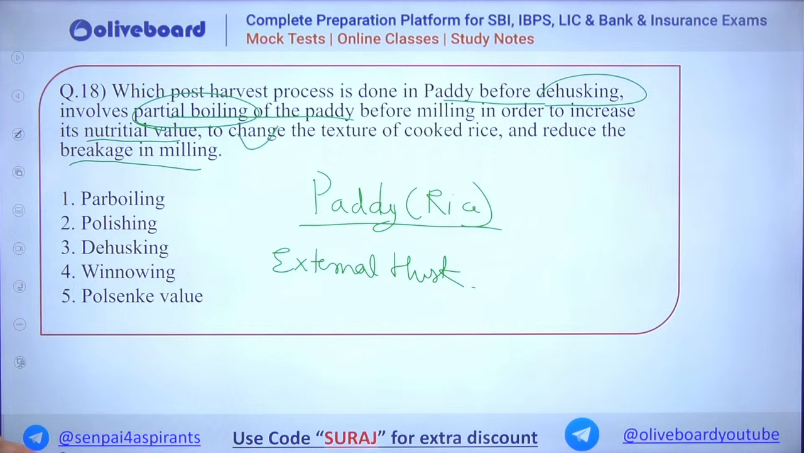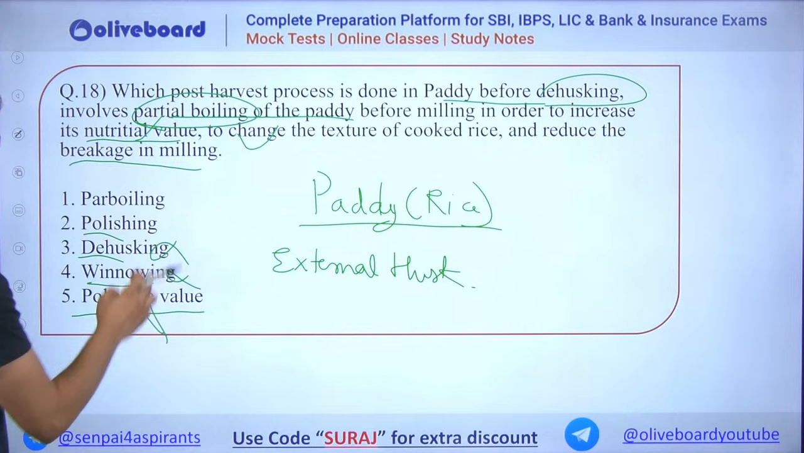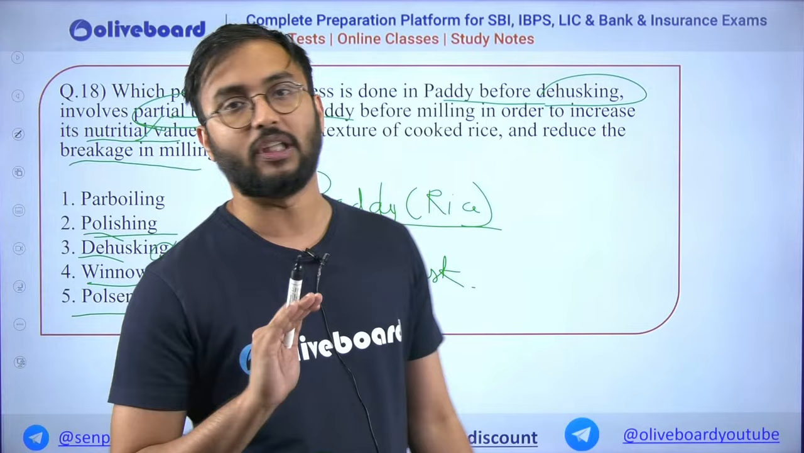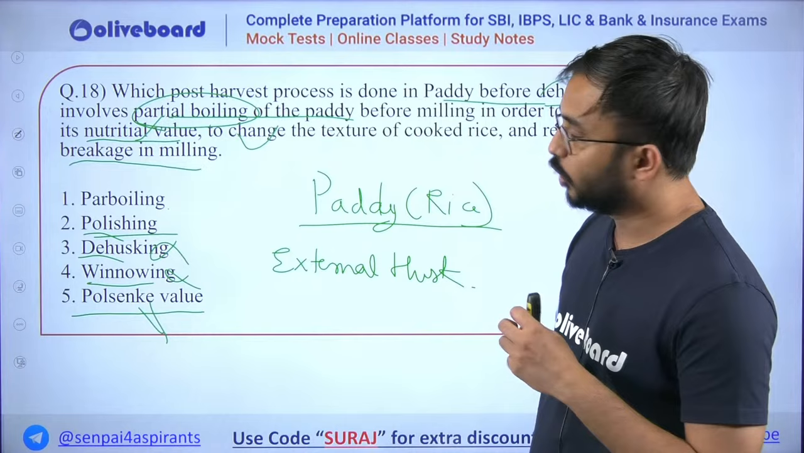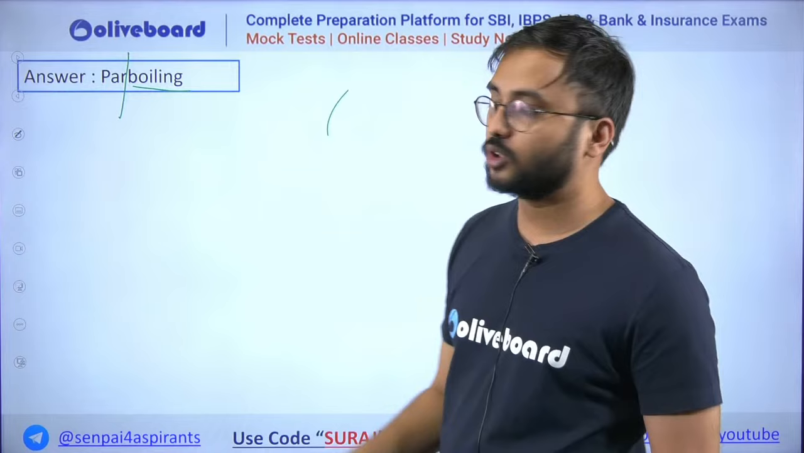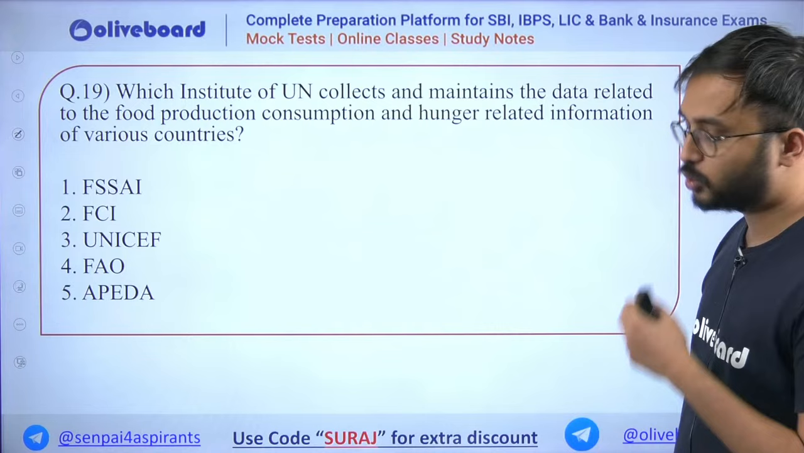What is it called? Polishing, dehusking? Dehusking is nothing but removing the husk. Winnowing is nothing but removing the impurities. Pulsing is again not related to the term being described here. Polishing is where you finely polish the surface of the grain. So the answer here would be parboiling. Parboiling is nothing but partial boiling. The word breakdown is partial and boiling. This is generally done to improve the nutritional quality of your grains. It is also done in various fruits as well as horticultural crops.